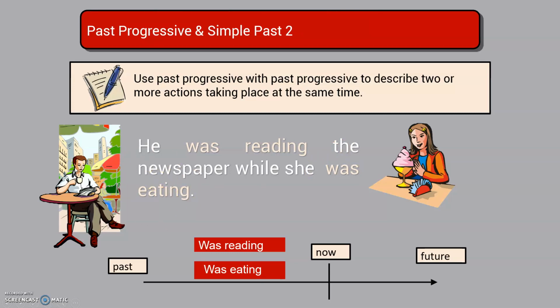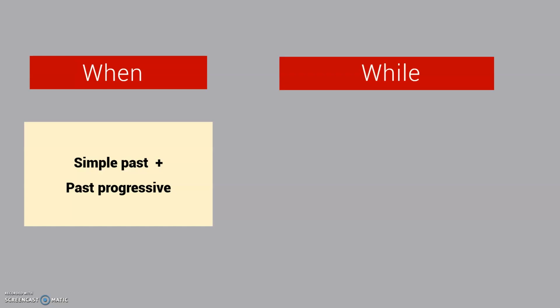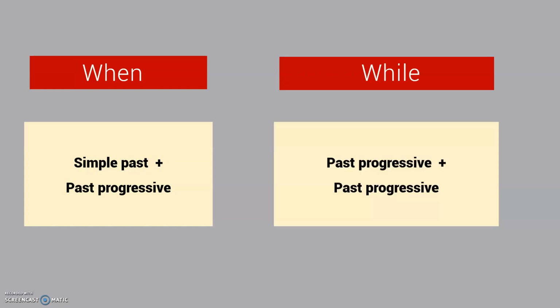So in summary, if we want to use these two tenses at the same time, we're going to use the conjunction when we want to use simple past and past progressive, interrupted actions. We're going to use the conjunction while, and we're going to use past progressive and past progressive, two actions happening at the same time in the past.